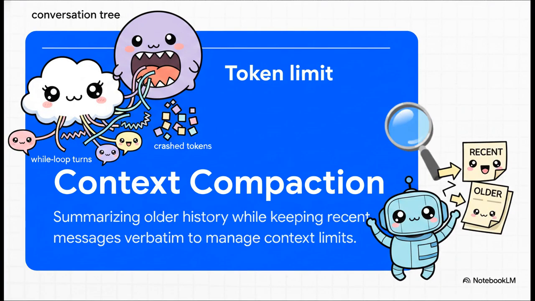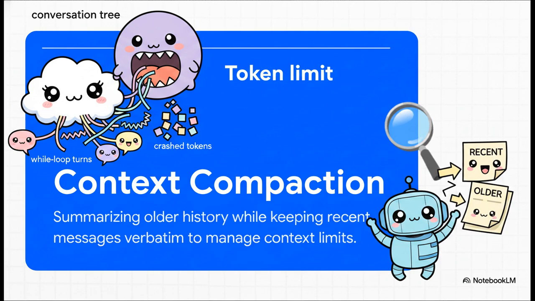Now that our agent can execute actions, we really have to talk about statecraft and durability. Because every single time that while loop turns, your conversation tree grows. And if you don't properly implement context compaction, well, you're going to hit the model's token limit. Yes, even those massive 1 million token limits. And when you hit that limit, your entire execution loop crashes.